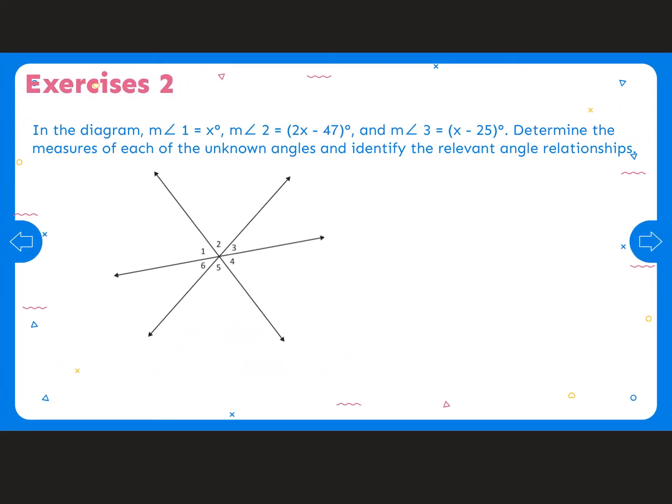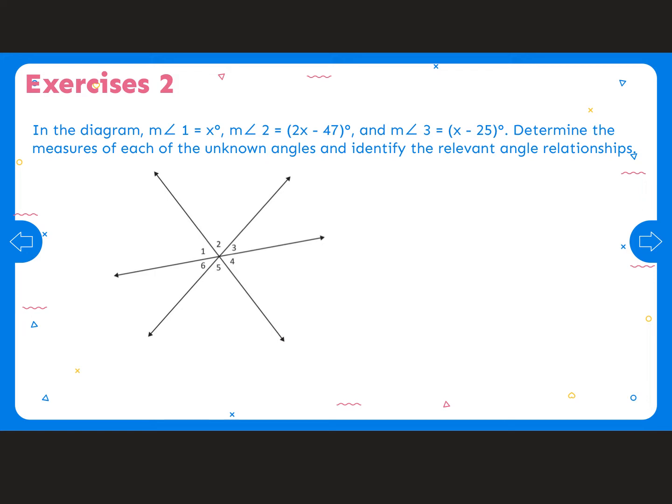All right, so the first exercise. In the diagram, the measure of angle 1 is x. The measure of angle 2 is 2x minus 47. And the measure of angle 3 is x minus 25. Determine the measures of each unknown angle and identify the relevant angle relationships.